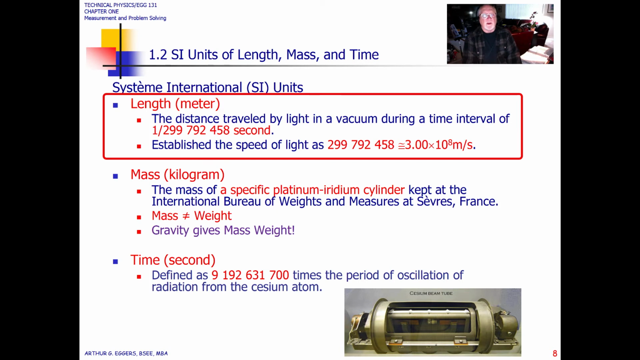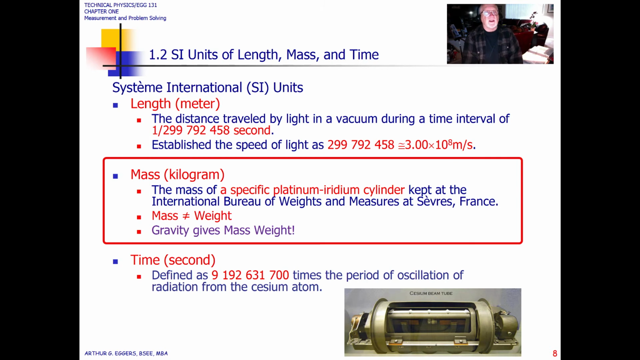The thing that we have to be aware of is that this is in meters. Sometimes the measure is in centimeters. Sometimes it's in millimeters. Sometimes it's in kilometers. You just have to be careful when you select your units. Mass has a unit of kilogram.